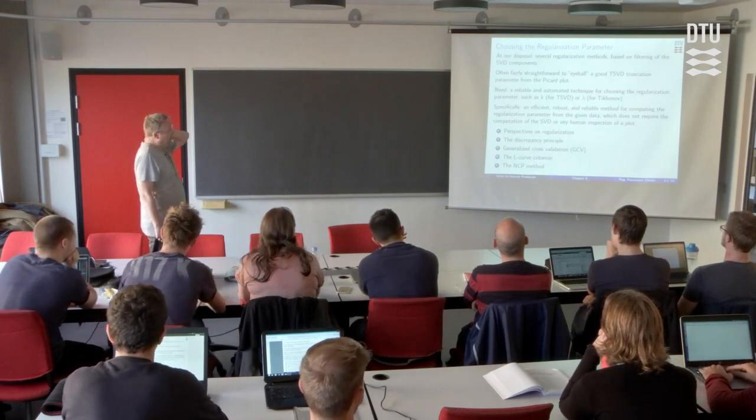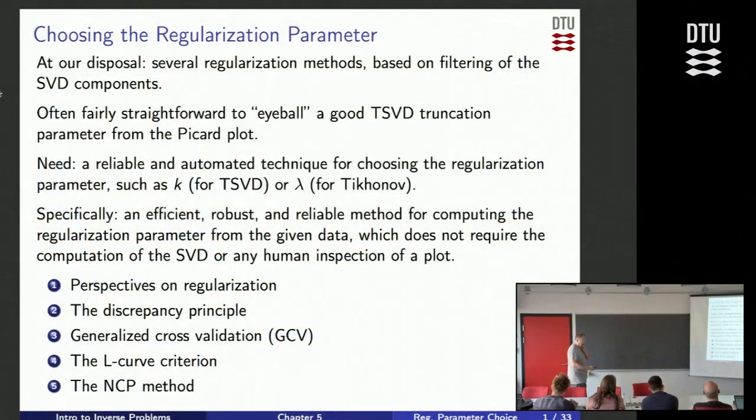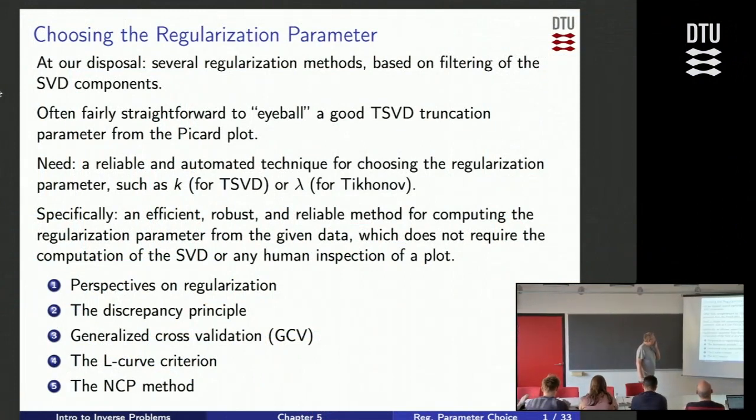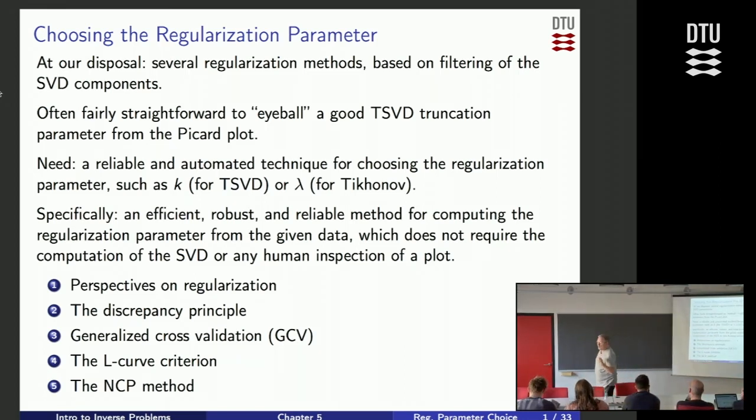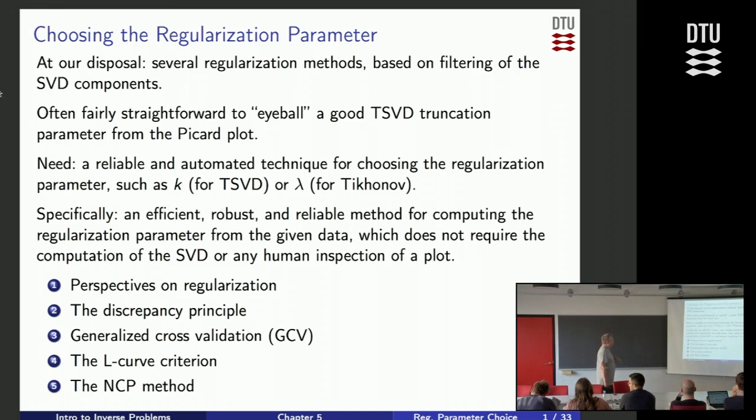Now, the thing is that we have set the stage for solving these problems, but we still need to talk about choosing that regularization parameter. For truncated SVD, it's the parameter K that defines how many SVD components you want to include in the regularized solution. And for Tikhonov, it's a continuous parameter, lambda, that balances the weight you put on minimization of the residual and minimization of the norm of the solution.